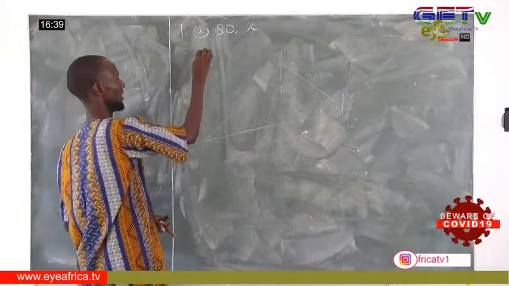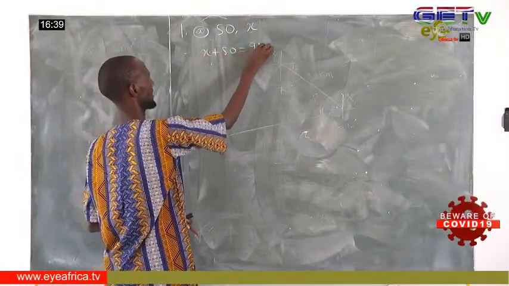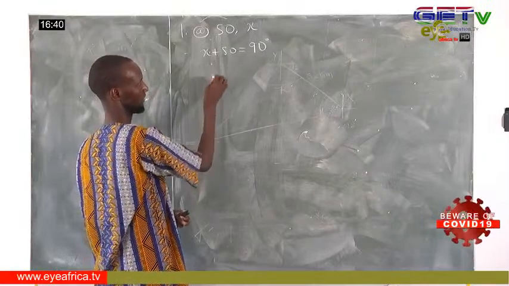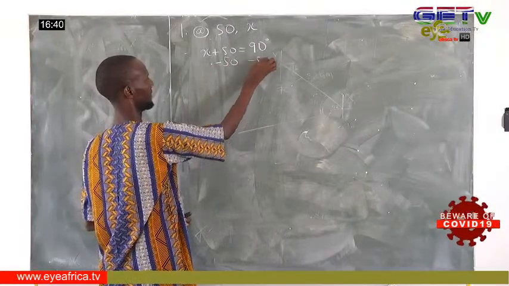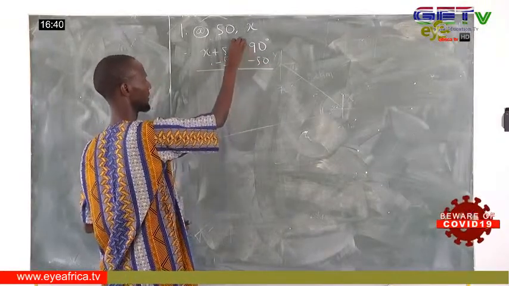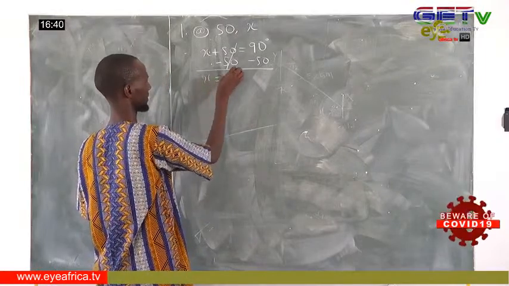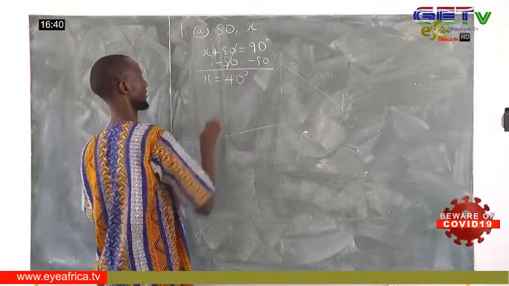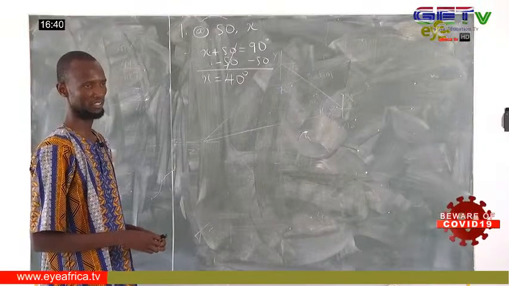So you can simply say x plus 50 is equal to 90 degrees. And from there, we just undo the 50. So subtract 50 from both sides. And then the 50s will cancel each other out from the left-hand side. So you get x as 90 minus 50, which should give us 40 degrees. So the complement of 50 degrees is 40 degrees.